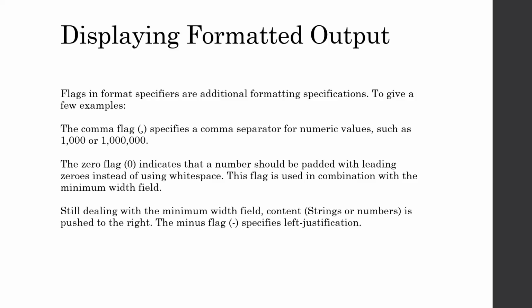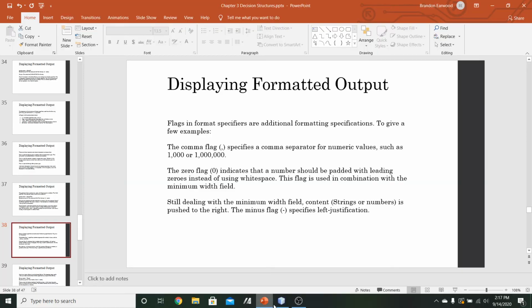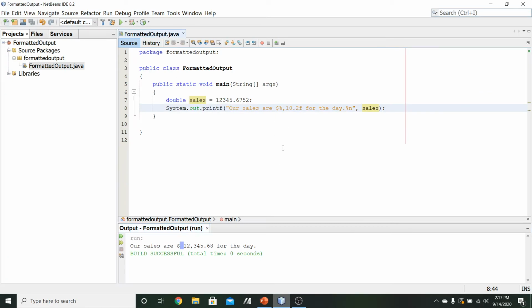The next flag that we have to work with is going to be the 0 flag. So this is going to indicate that a number should be padded with leading zeros instead of using white space. So ideally you should be using this flag in combination with the minimum width field. So if we want to go ahead and specify this as well, we can go ahead and insert that right around here.